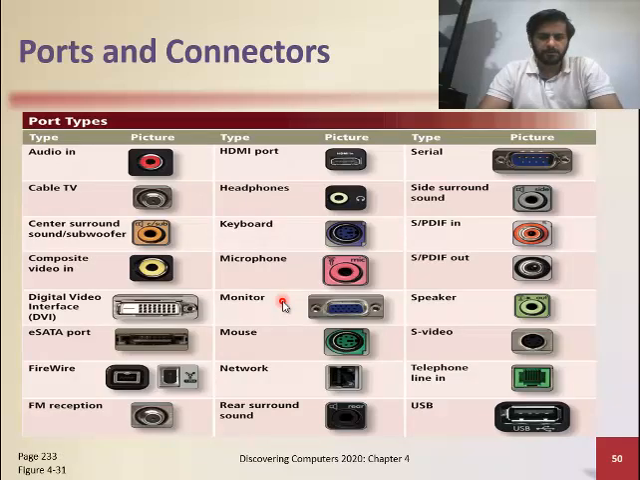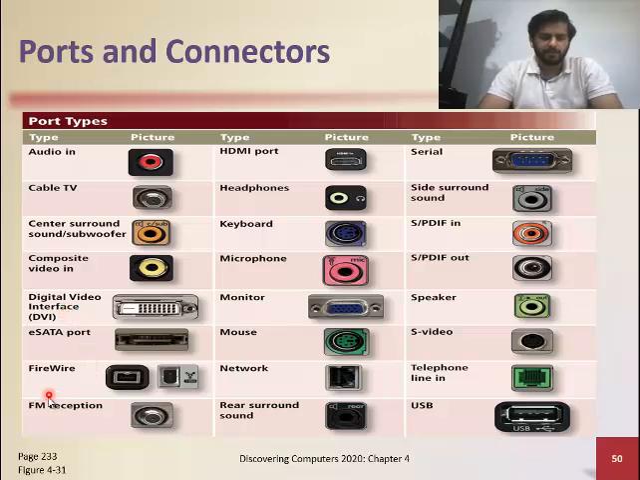So here are some other examples with the ports and connectors. Here's the name or type of connector available, and here's the picture of these ports. For example, HDMI is a port used to transfer high definition images nowadays. So that is a picture of your HDMI port. Similarly, if you see this type of port in your system, this is a digital video interface, and most of the time it's used to carry high definition video.